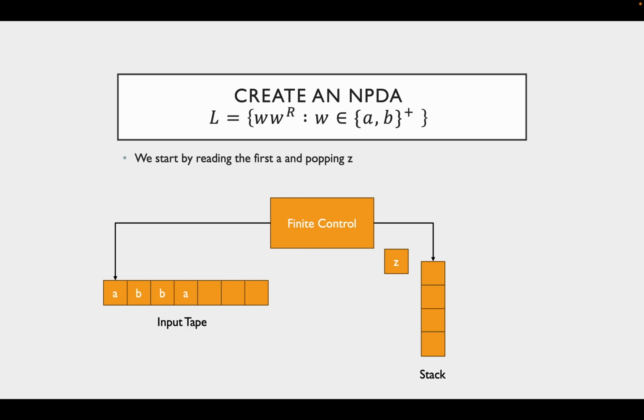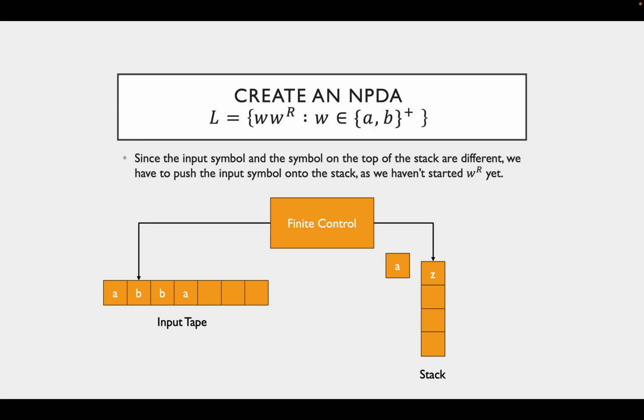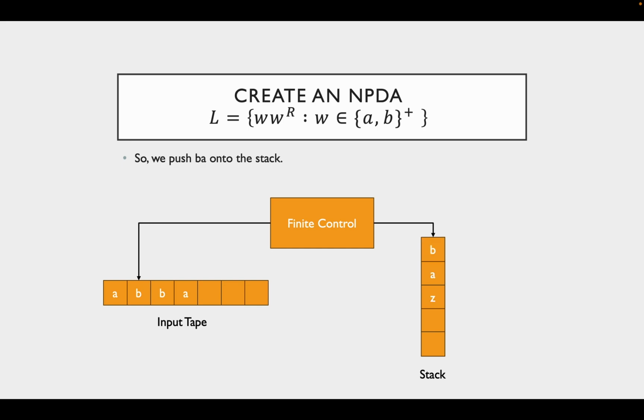Let's start this example. We're going to start by reading an A and popping a Z. We've obviously just started because we have a Z, so we want to push AZ onto the stack and continue. Now we read a B and we're popping the A off the stack. Since those two letters do not match, we're going to push B and A back onto the stack, because we know we haven't started the reverse of the word, because the reverse of the word can only start when the letter on the top of the stack and the letter that we're reading are the same. We push BA back on the stack.